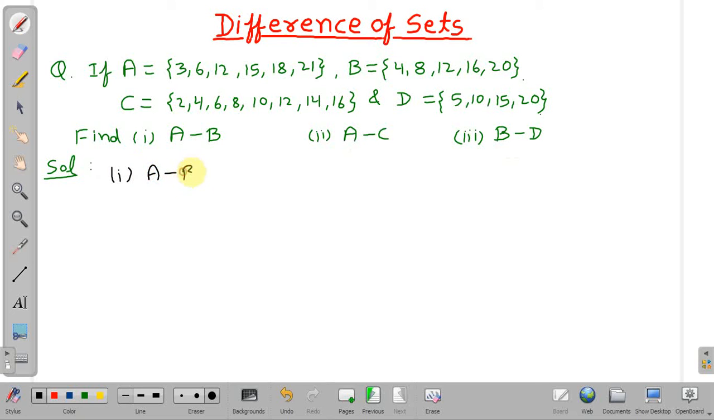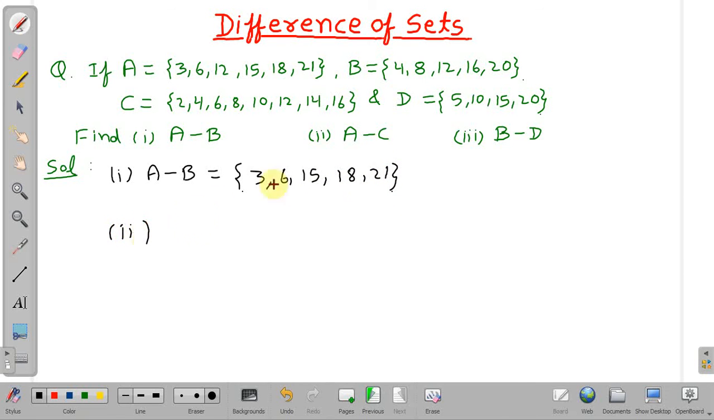So, A minus B. 3 is not a part of set B, so we can write 3. Then 6 is also not a part of set B. 12 is part of set B, so this will not be included in A minus B. Then 15 is not a part of set B, 18 is also not a part of set B, and 21 is also not a part of set B. So we have calculated A minus B.